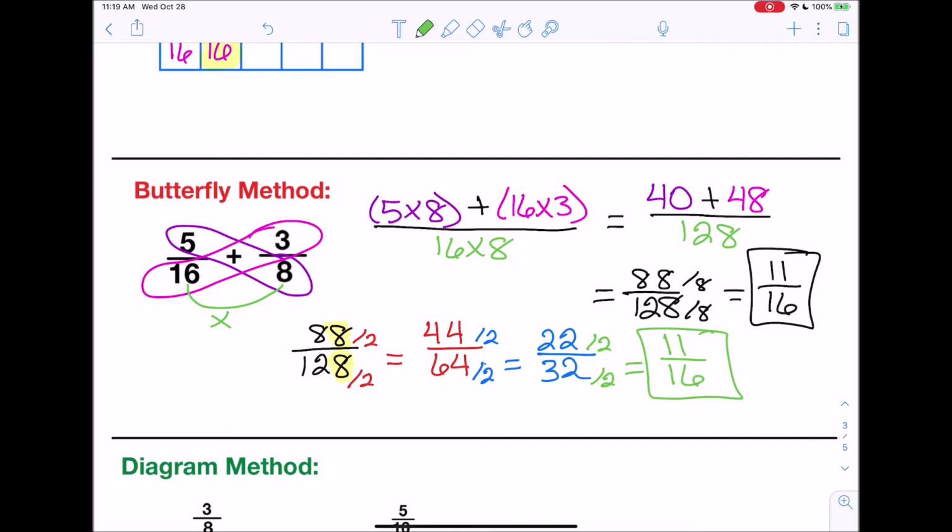All right, so if you're unsure of what divides into the number evenly to simplify, just start with 2 and keep dividing by 2 until you can't anymore. 11/16, 11's a prime number, so we're done. We can't simplify it anymore. All right, so that's the butterfly method.